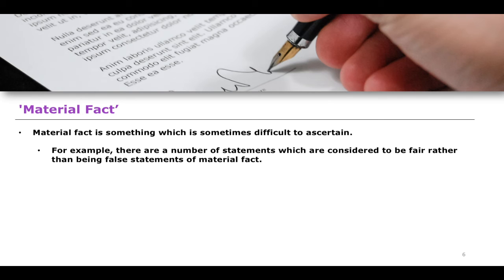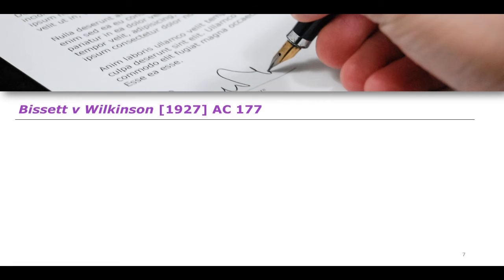There are a number of statements which could be considered to be fair rather than being false statements of material fact. And this is really where we get to the first case that we can look at in this area of the law, the case of Bissett versus Wilkinson from 1927. And this gives us an illustration of the idea of a material fact, a statement of material fact, and the extent to which it may be false as the result and therefore contribute to actionable misrepresentation.